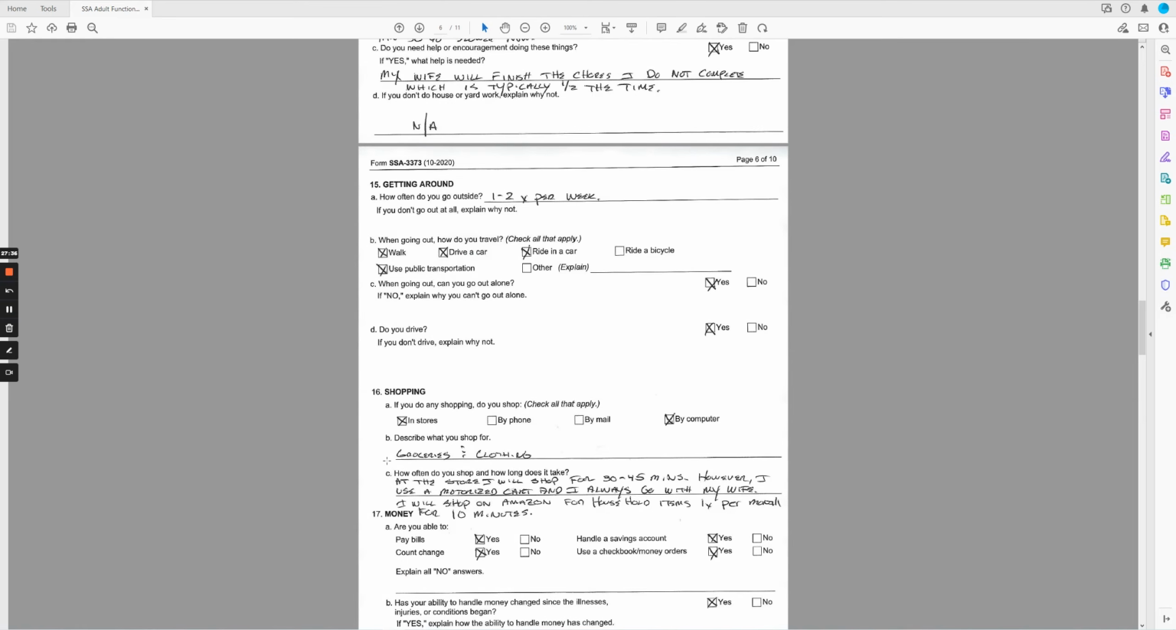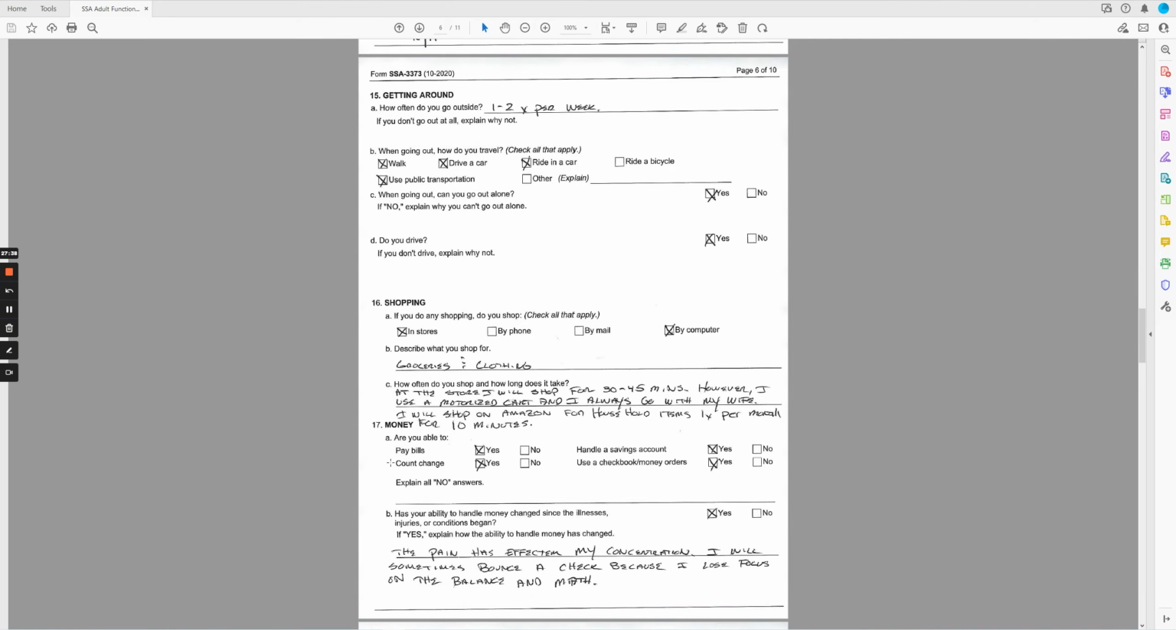All right, let's move on to page 6 of 10. Question number 15, getting around. How often do you go outside? So I go outside 1 to 2 times per week.